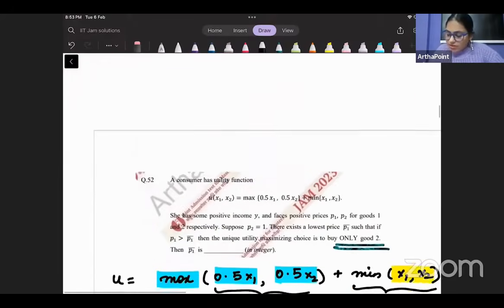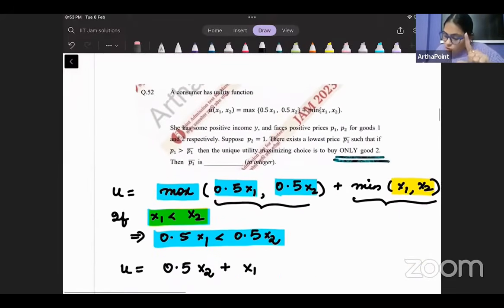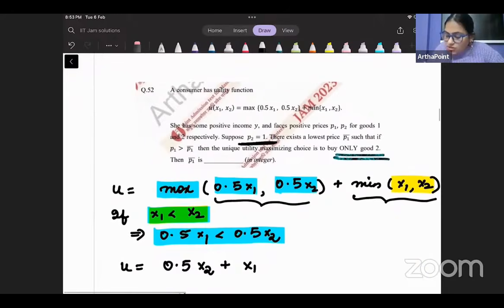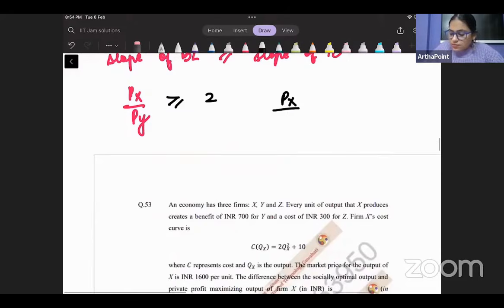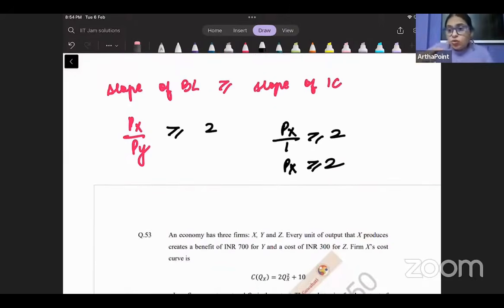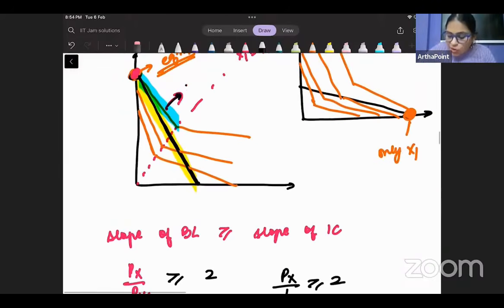Now what is given to you, beta, in the question? It says that the price of good 2 is 1. Okay, let's put price of good 2 as 1. So we will get px greater than or equal to 2. Am I clear with it? So when it is equal to 2, your IC and budget line will coincide. If its slope is 2 and this one's is also 2, they will coincide.